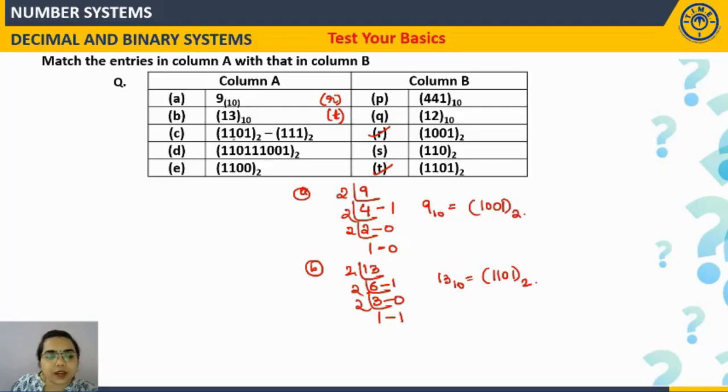Okay. Next you have 1101 to the base 2 minus 111 to the base 2. Let's perform the subtraction then. 1101 minus 111. 1 minus 1 is 0.